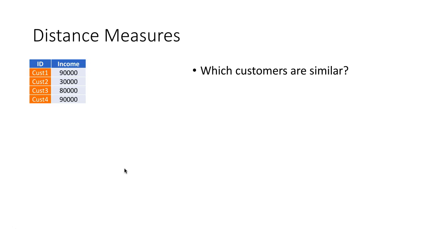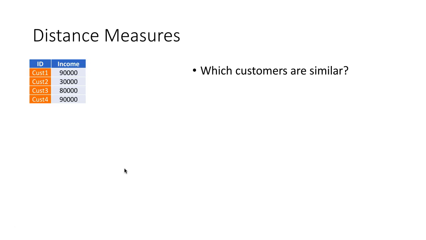So just looking at this data, which customers are similar? Well, we can see that 1 and 4 are the same income. That makes them really easy. 3 is pretty close. 3's got 80,000. That's only 10,000 different. And then 2 is much different. So it's pretty easy to put these into 2 groups, a group of customers 1, 3, and 4, and then another group of just customer 2, which is common.